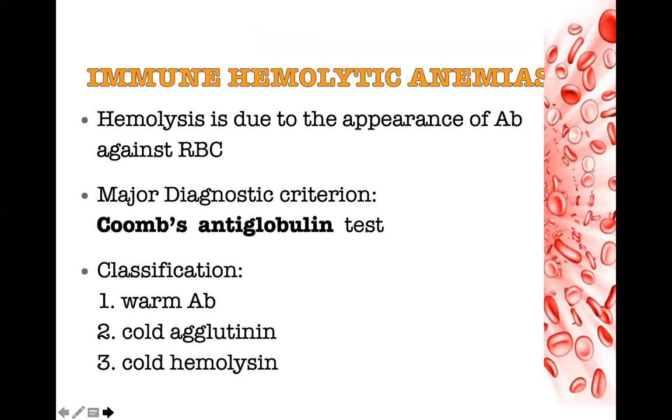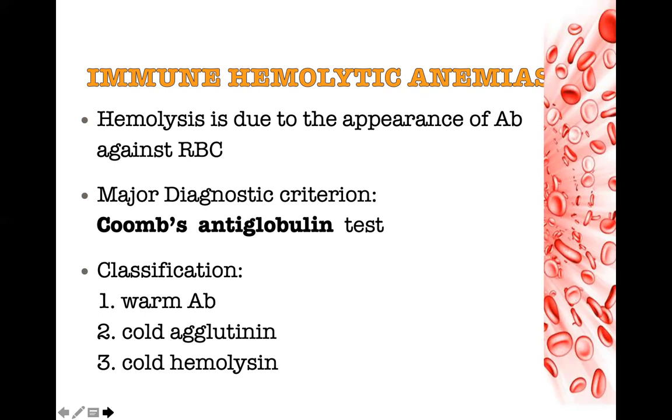Then you have what we call immune hemolytic anemia. So the hemolysis is not secondary to the abnormality in the globin chain, not as a result of a membrane defect like what we see in spherocytosis and G6PD, but this is secondary to the appearance of an antibody that is directed against the red cells. So what do we use to diagnose this type of anemia? There has to be a positive Coombs test.